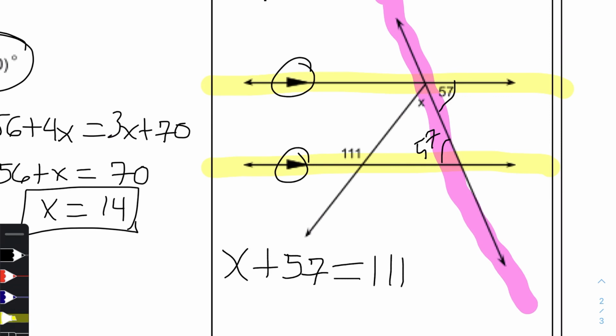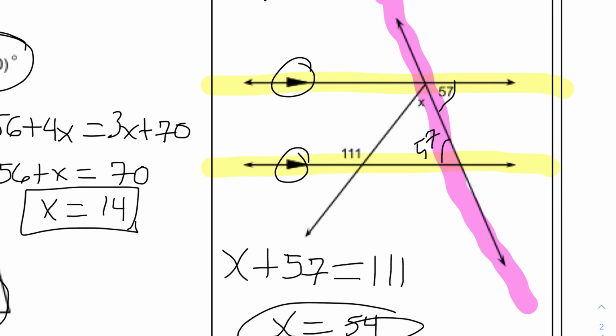So I'm going to subtract 57 from 111 now. 111 minus 57. x is equal to 54. I'm going to circle that one just to be extra.